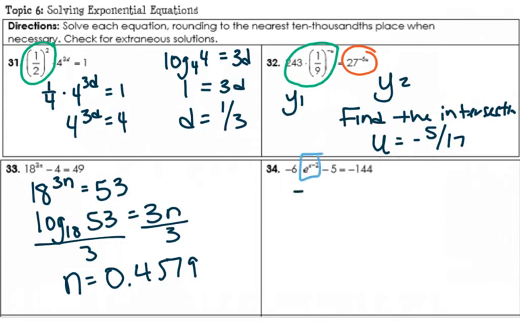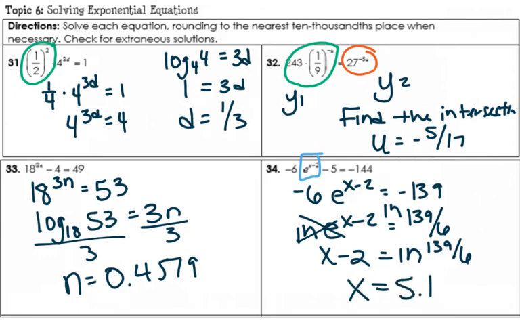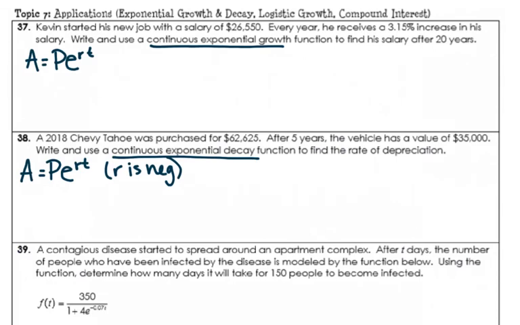For this one, you want to isolate the e. So I would add 5 to the other side first. Then I would divide by negative 6. Remember, to get rid of an e, you're going to ln both sides. When that happens, this cancels out. And then the last thing I'm going to do is add 2. So you should get 5.1427.